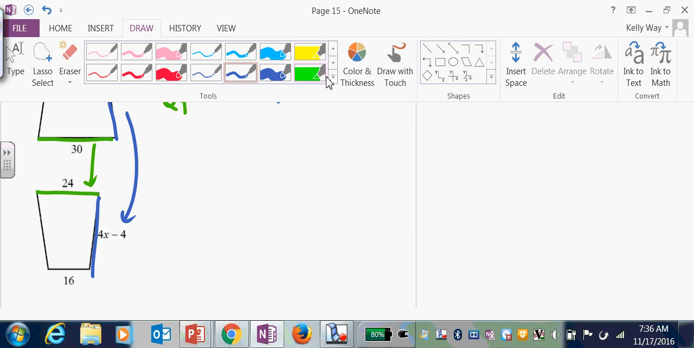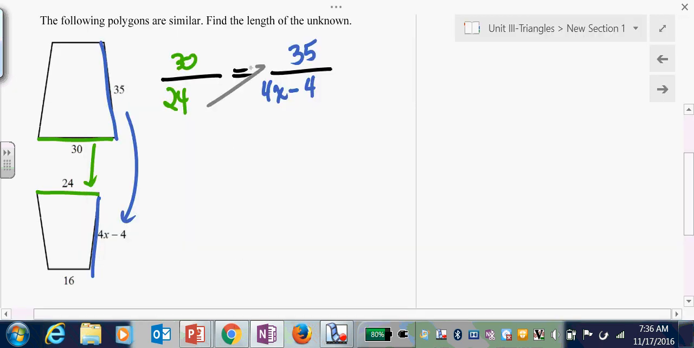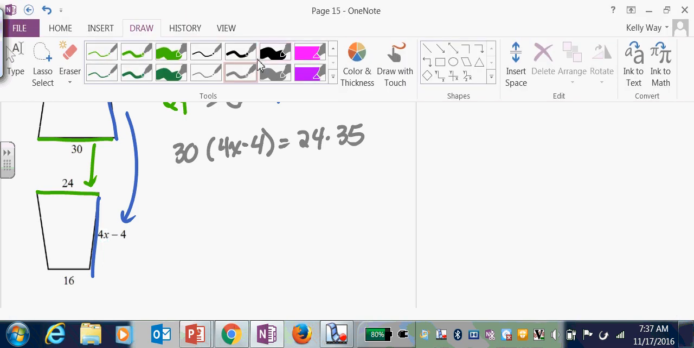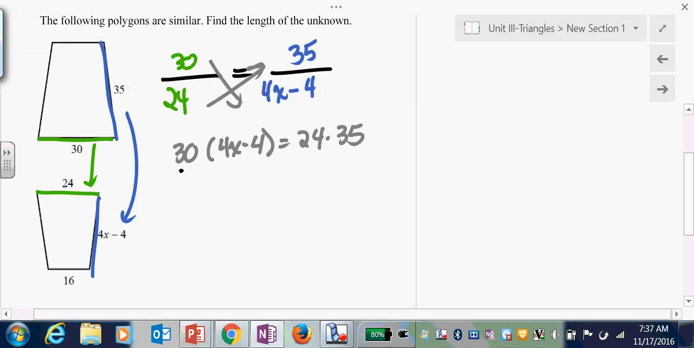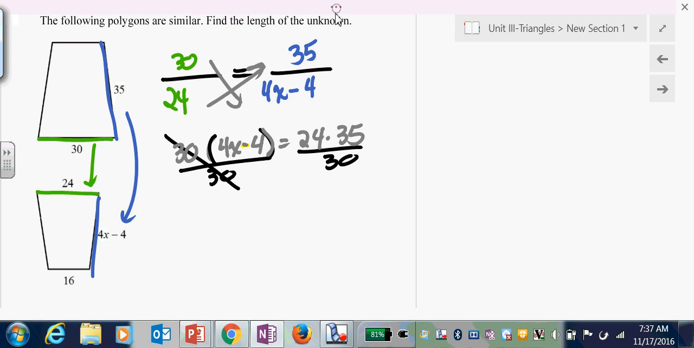Go ahead, we're going to cross multiply here. We end up with 30(4x - 4) = 24 times 35. Rather than distribute that 30, I'm going to divide that 30 out, and that only cancels what's on the outside of the parentheses. The inside of the parentheses, because it has a minus sign, those are joined. That 30 does not impact either of those 4s.